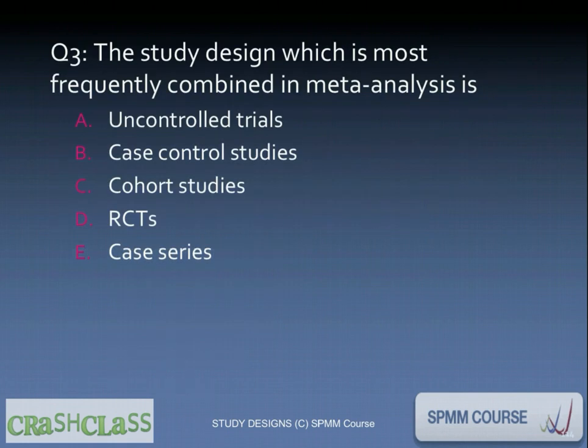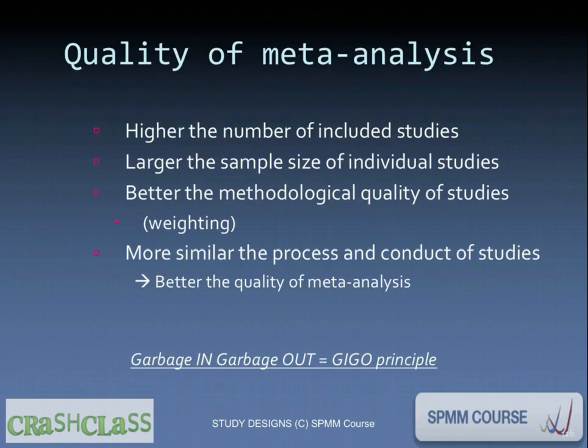The study design which is most frequently combined in meta-analysis is uncontrolled trials, case-controlled studies, cohort studies, RCTs, case series. And you know the answer for this? This is RCTs. Okay, so how can we comment on the quality of a meta-analysis? How do we know a published meta-analysis is good enough?